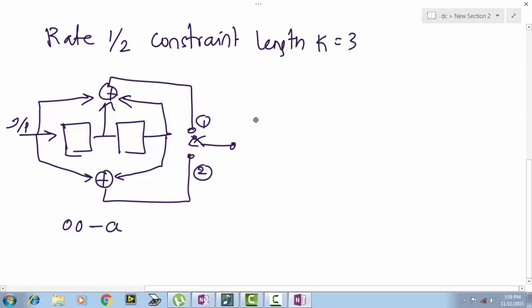Before going into any one of the approaches, either code tree, trellis structure, or state diagram, we need to form a table. It is better to form a table. This table helps us in correctly drawing the code tree, trellis structure, or the state diagram. So what does this table consist of? This table will be having 4 entries: input, present state, next state, and output.